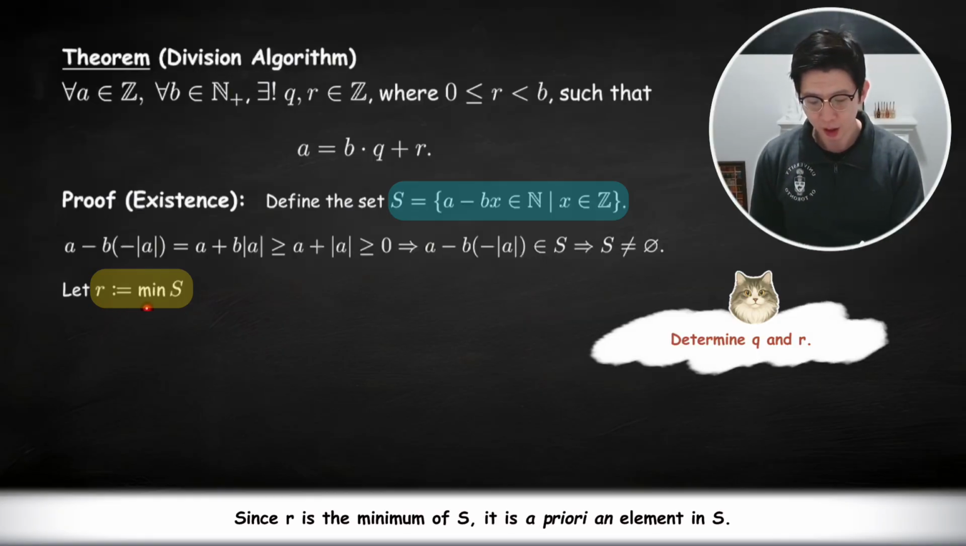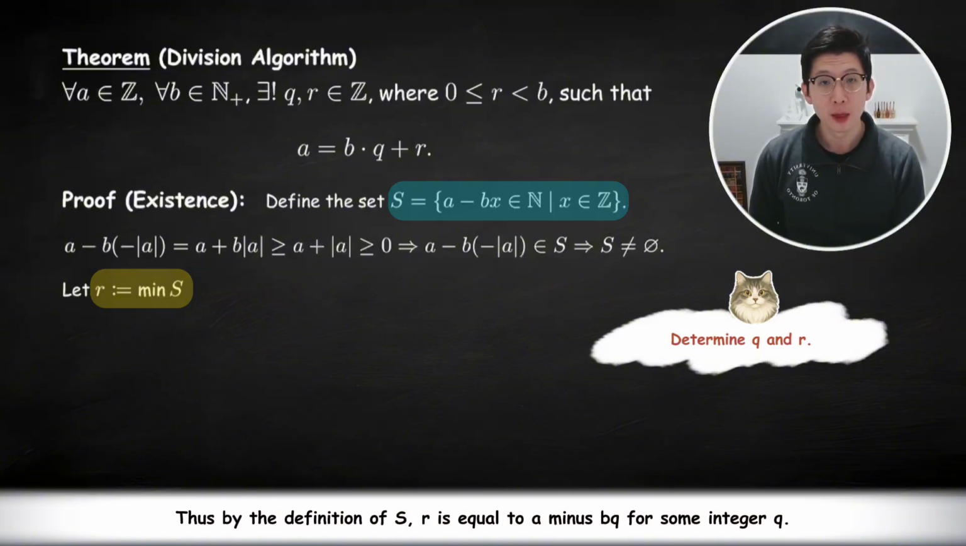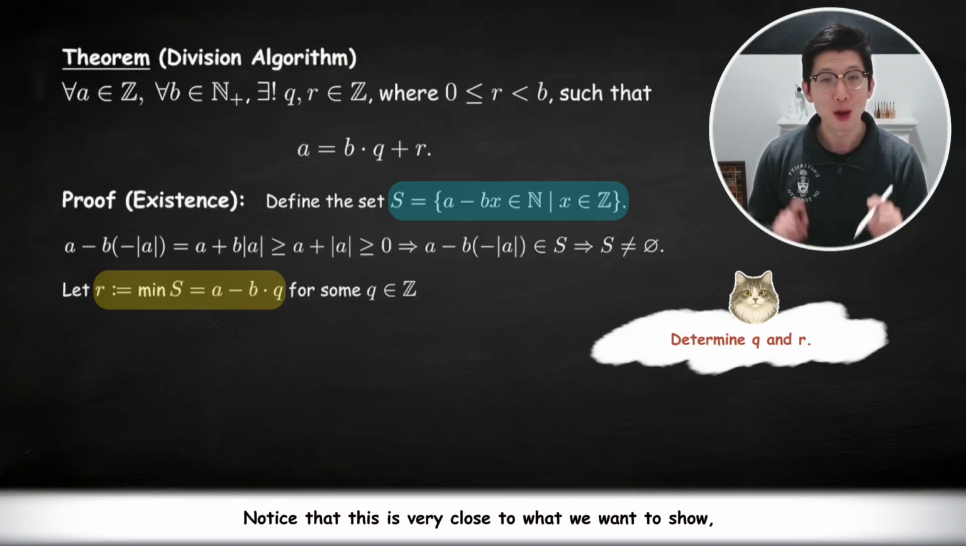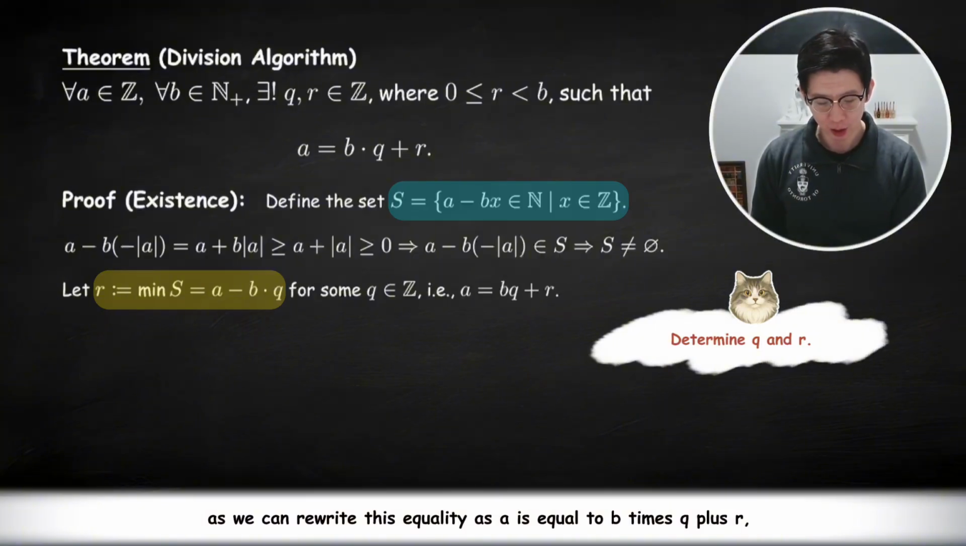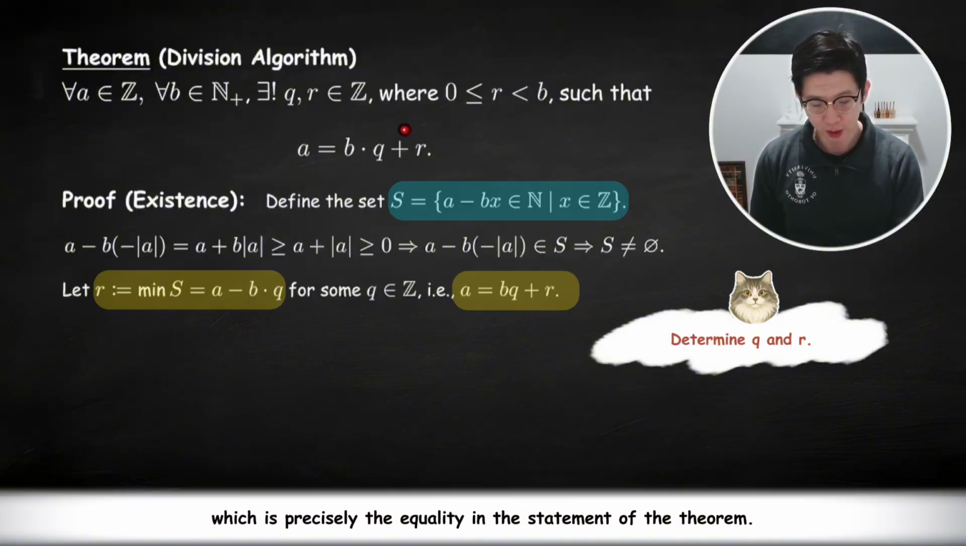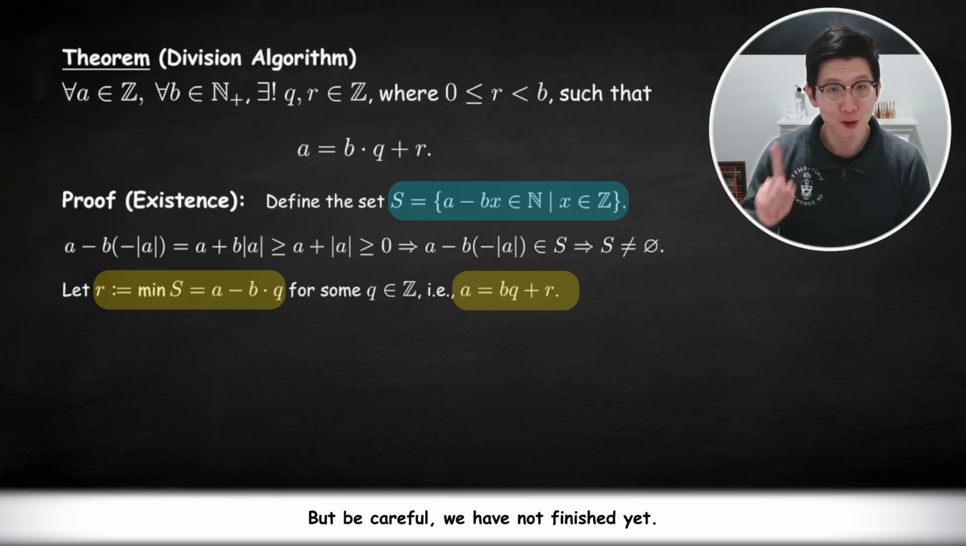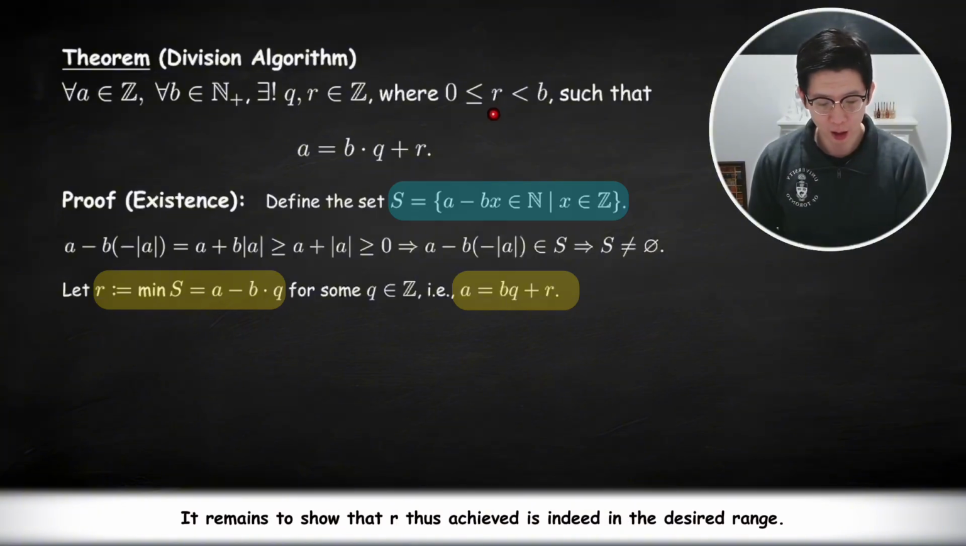Since R is a minimum of S, it is a priori an element in S. Thus, by the definition of S, R is equal to A minus BQ for some integer Q. Notice that this is very close to what we want to show, as we can rewrite this equality as A is equal to B times Q plus R, which is precisely the equality in the statement of the theorem. But be careful, we have not finished yet. It remains to show that R thus achieved is indeed in the desired range.